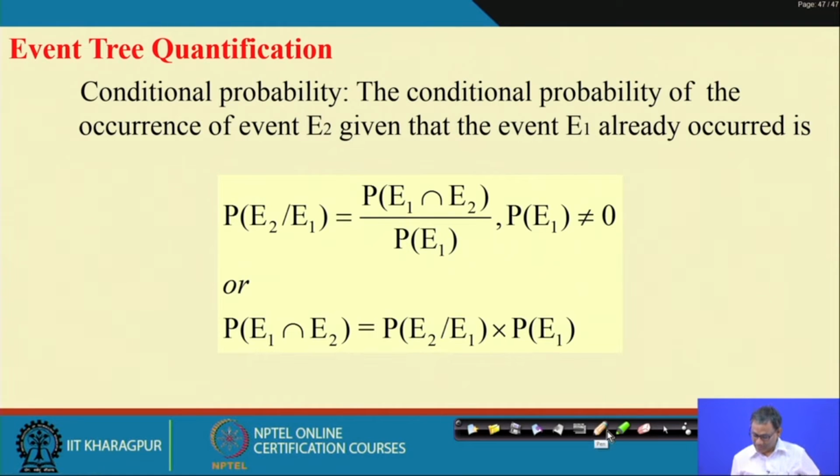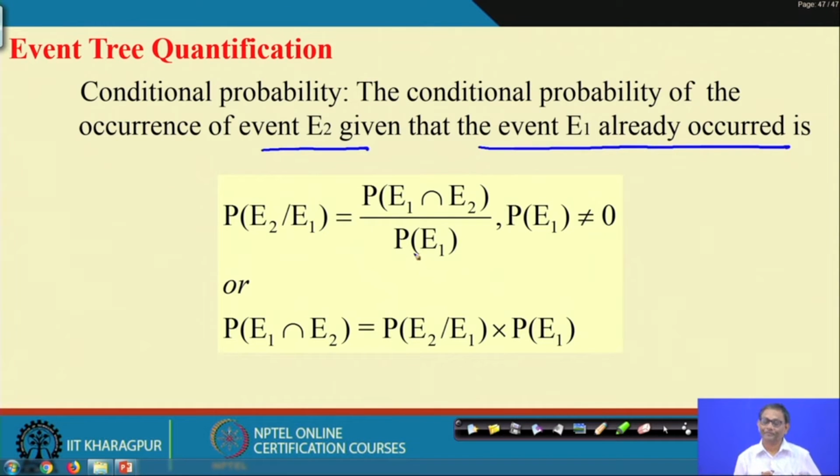So, what is conditional probability? The conditional probability of the occurrence of event E2 given that event E1 already occurred is this. What is this? P(E2 given E1), what does it mean? It is the probability that event E2 will occur given that event E1 has already occurred. This is the probability of E1 and E2 both occurring, that is the joint probability, divided by the probability of event E1. So, this is the formula we use to define conditional probability.